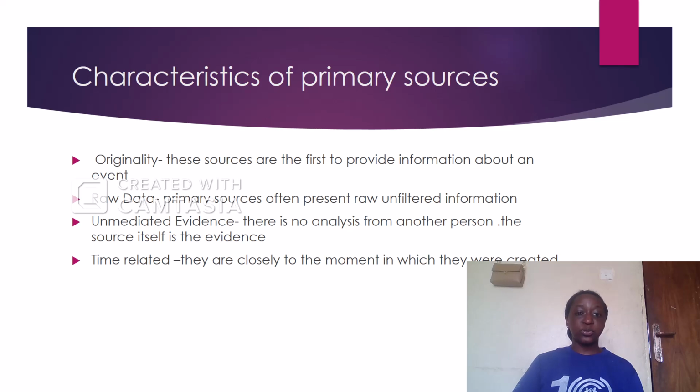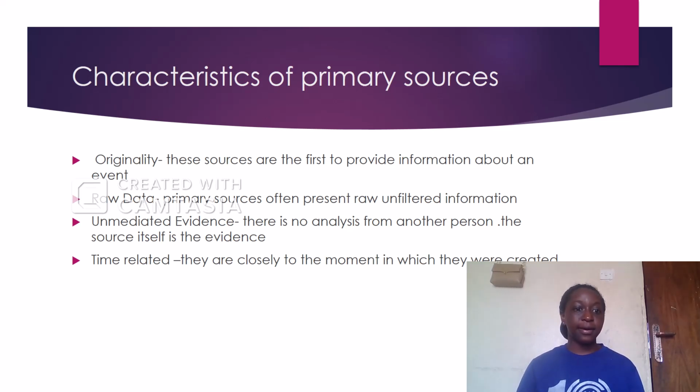Another characteristic is raw data. Raw data, that's primary source. Primary sources often present raw, unfiltered information. Their information is always unfiltered. Their information is always first-hand. The way it is, that's how they write it. It is not analyzed. It is not interpreted. It is unfiltered. That is what we call raw data.